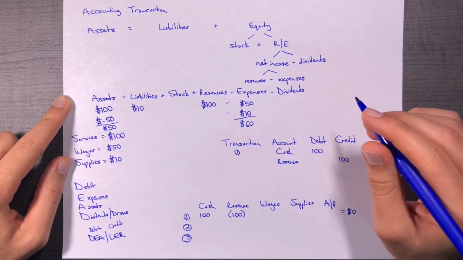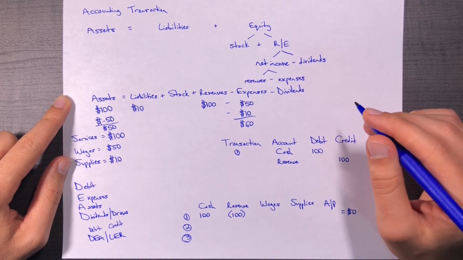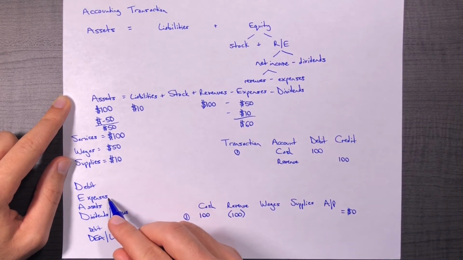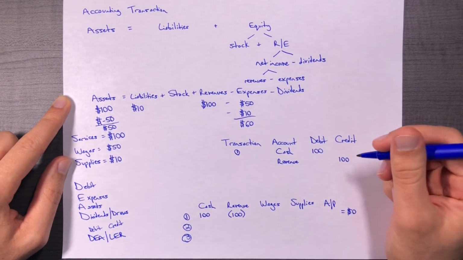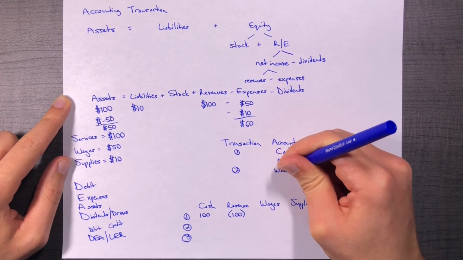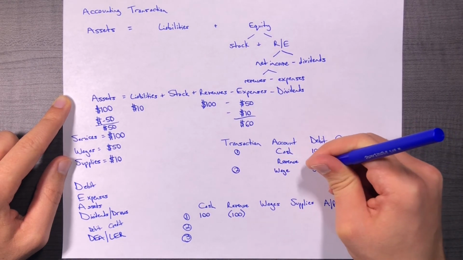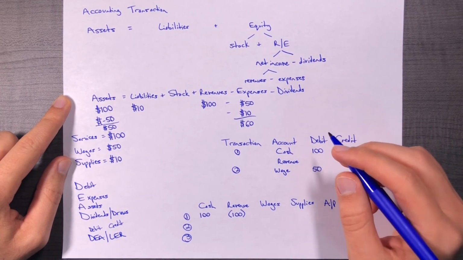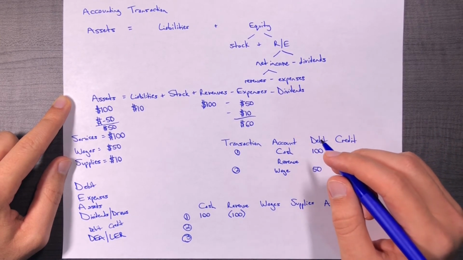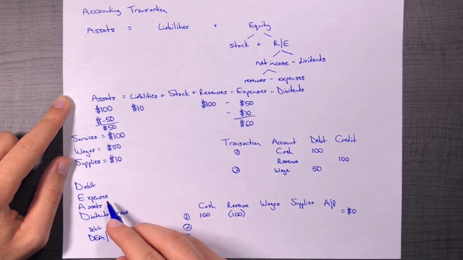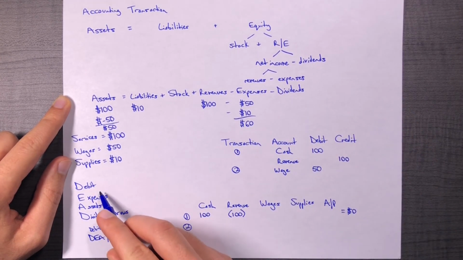Our second transaction was paying wages of $50. Wages are an expense account, so let's look at DED. We can see in order to increase an expense account, we have to debit it. So I'm going to write for the second transaction, wage expense, $50. The other side of the entry is cash, which is an asset, as we've already said. But wait, I thought assets get debited, right? If we look at DED, we see assets, debit.